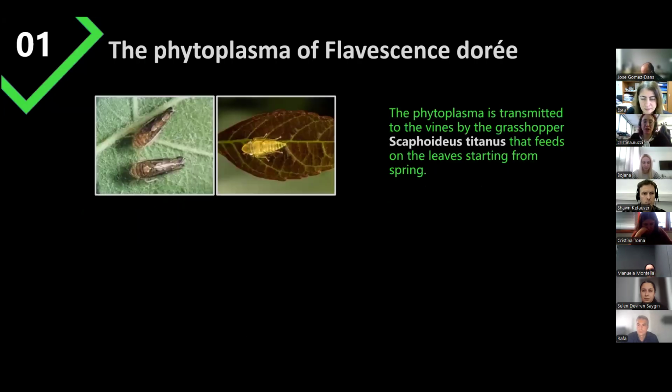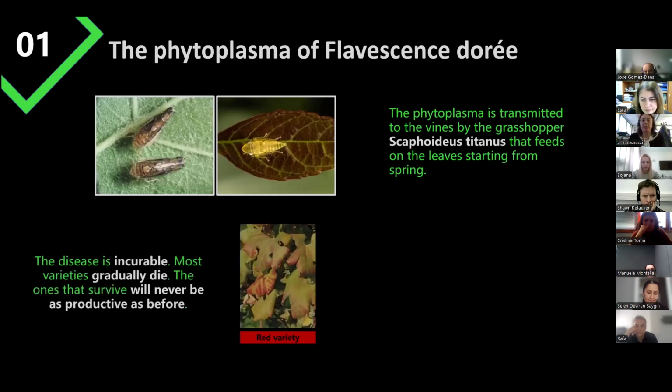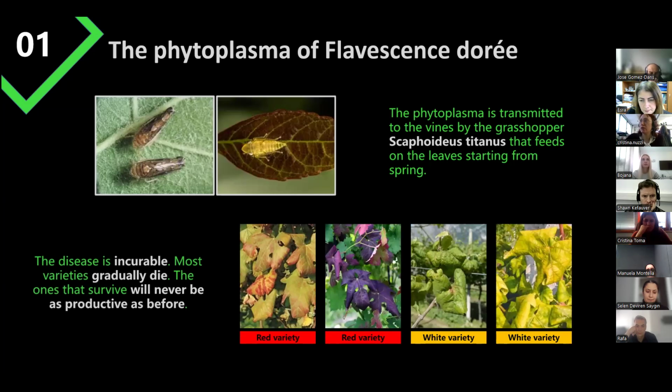Okay, so Flavescence dorée is a phytoplasma that affects vines, especially in Europe. It's transmitted by a grasshopper, Scaphoideus titanus, that feeds on the leaves starting from spring. The symptoms develop during spring, but there are no leaves yet. So farmers actually recognize the symptoms when it's too late, sometimes during July or August.